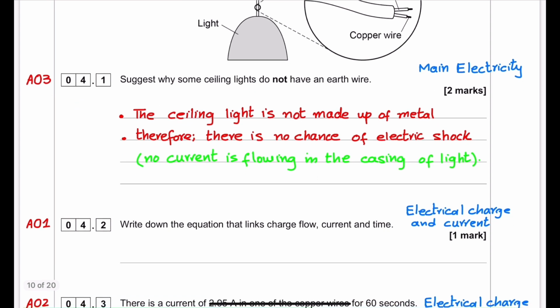The formula is: charge is represented by capital Q, and the current is represented by capital I, and the time is represented by small t.